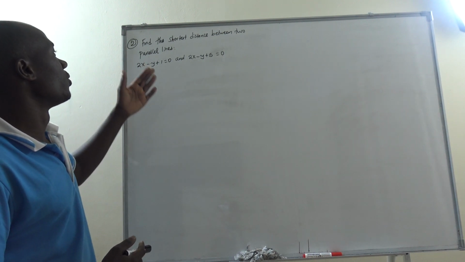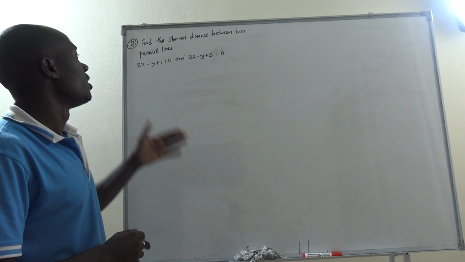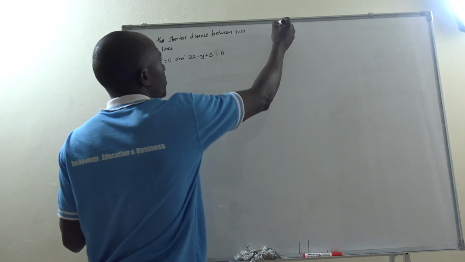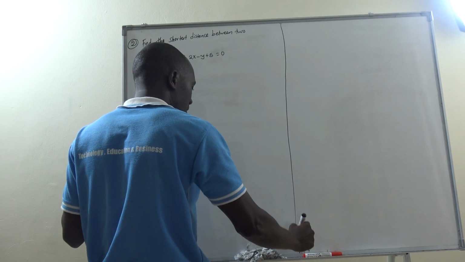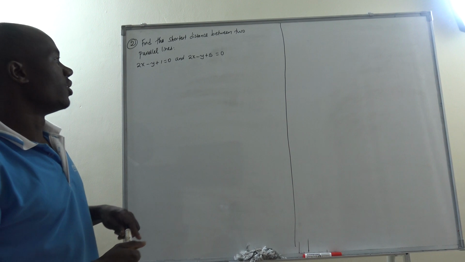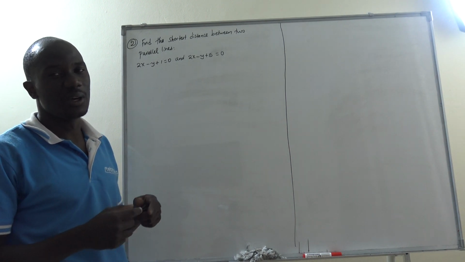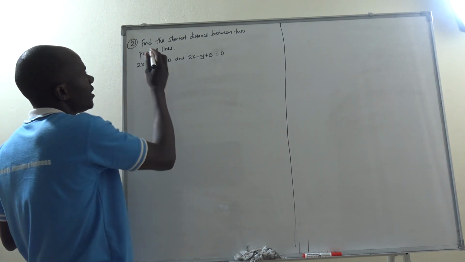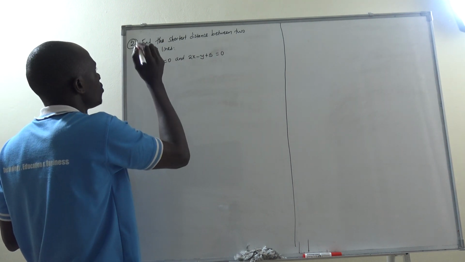We are still moving on how to get the shortest distance. Now for this case, we are dealing with power lines. And we said, what do we know about power lines? We said the power lines have got the same gradient, and at the same time they don't meet. The angle between them is 0. So after knowing those things, I have said, find the shortest distance between two power lines.